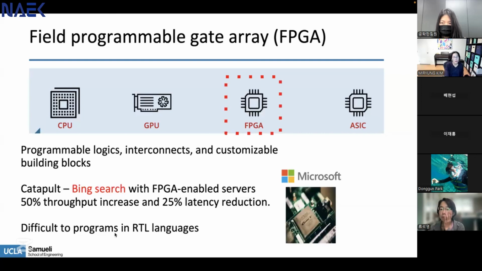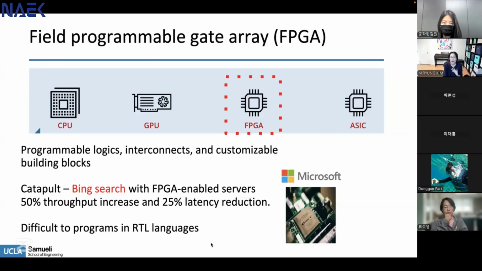There are also very exciting results, for example, coming from Microsoft, where they rewrote part of the Bing search engine kernel using FPGA-enabled servers, and it was able to achieve almost a 50% throughput improvement with a 25% tail latency reduction. However, one of the challenges of leveraging this accelerator is that programming with FPGA is not easy.